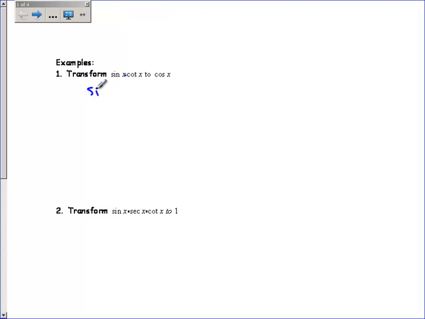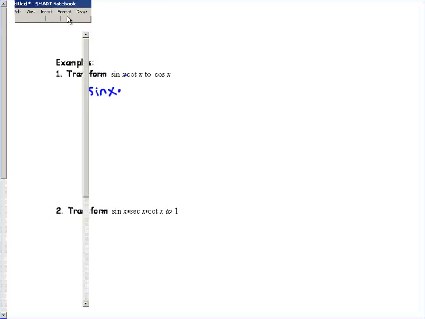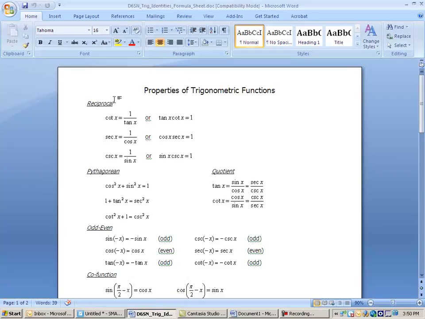And if you look at that chart, there is a substitution we can make, not for sine of x, but for cotangent. Cotangent is equal to cosine over sine. Now, you guys already knew that, but we have it on our quotient there.